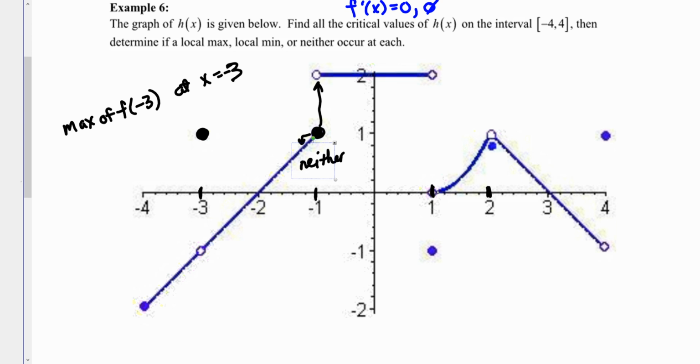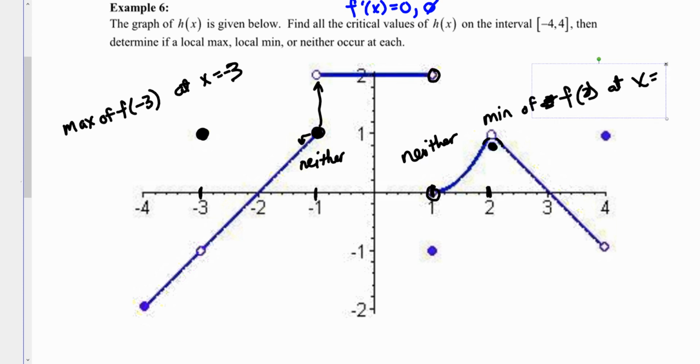All right, then we have this one. We have an open interval here, an open interval there. So that's neither. There's nothing happening there. And then we have this. If we look to the left, there's values higher. If we look to the right, there's values higher. So technically, we have a minimum of, what's that, about 0.8? Well, we won't guess. f of 2 at x equals 2.